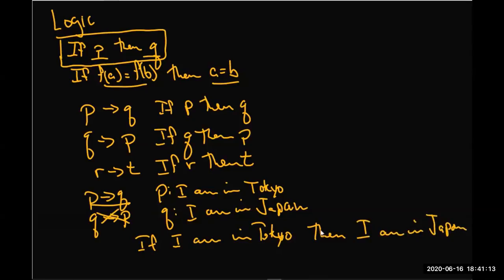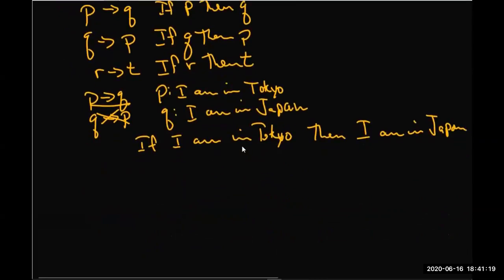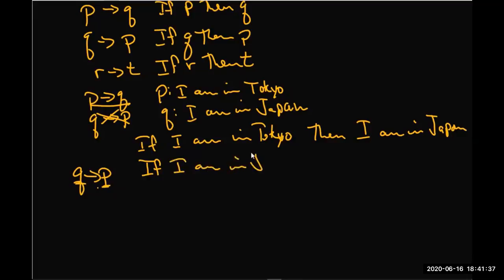So actually, that's true, right? That has to be true. I'm not really worried about whether it's true or not. I just want to write it down. So what does this mean? Q arrow P. So that's, sorry, if Q, then P. So if I am in Japan, then I am in Tokyo.